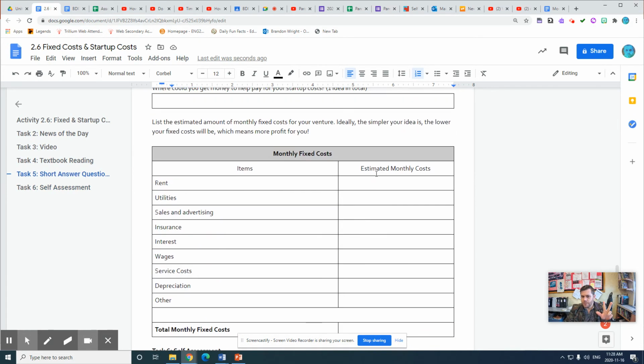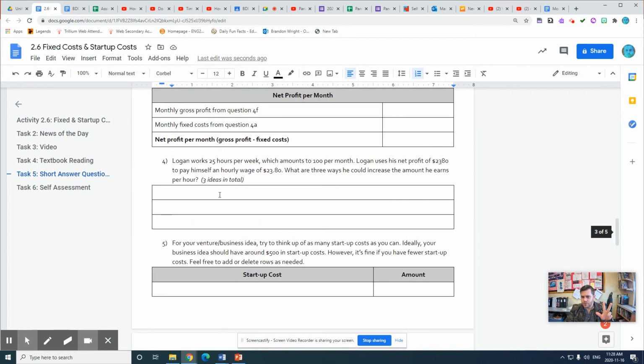And based on this chart, he's earning quite a bit of money per hour, $23.80 per hour, which is far above the hourly minimum wage, which is $14.25. So he's earning almost $10 over minimum wage. And that's the benefit of working for yourself.